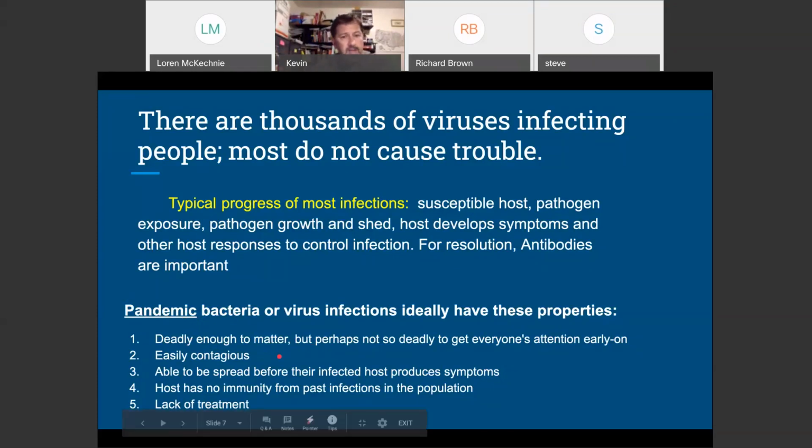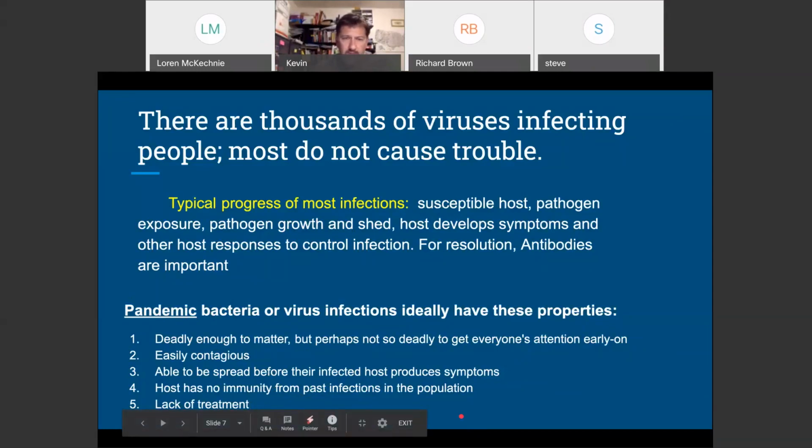It's also easily contagious. That way it can spread from person to person. It can be spread before the infection is present, so people who are without symptoms can spread it. That's an ideal germ to become a pandemic. A pandemic happens when the hosts have never seen this kind of bacteria or germ before, this kind of virus, and that will make them susceptible because they don't have immunity or antibodies against similar shaped proteins and similar shaped viruses. And finally, it won't be a pandemic unless we lack treatment. Otherwise, we would be able to wipe it out.